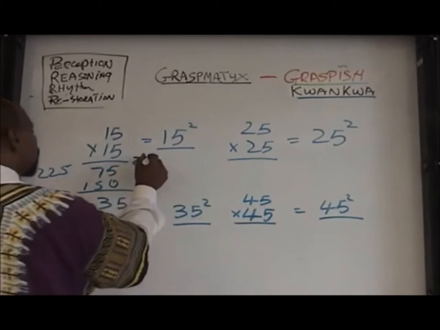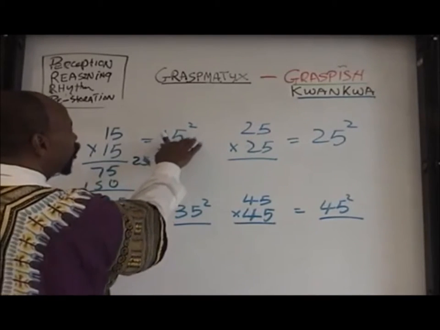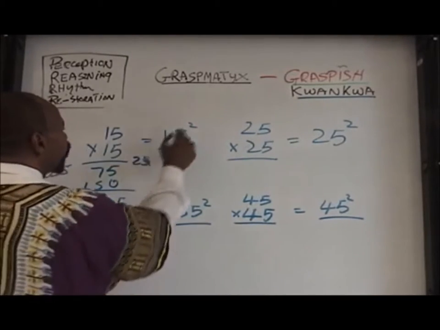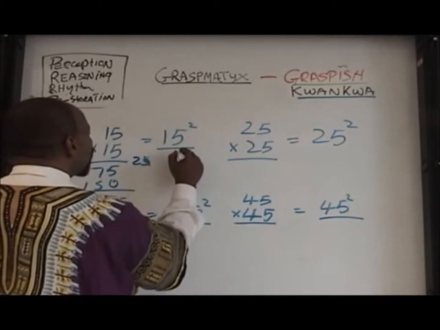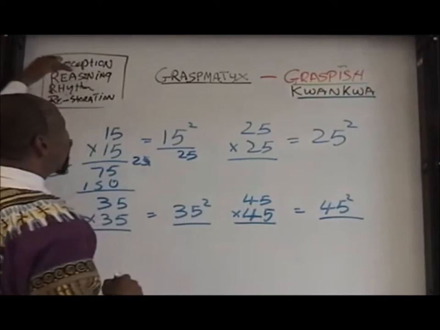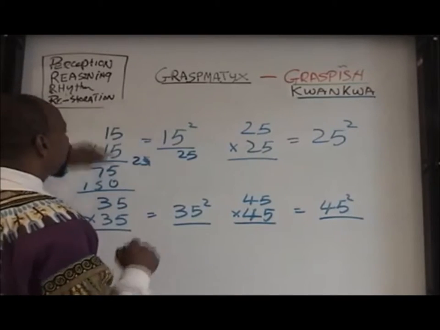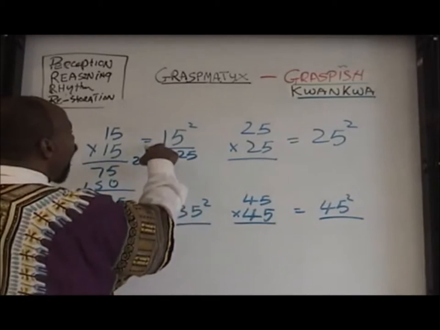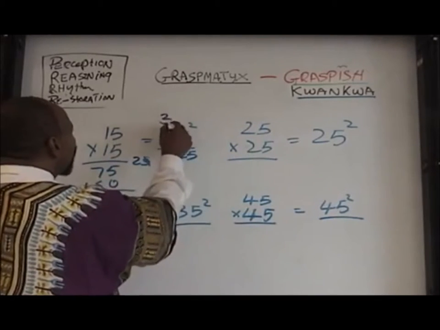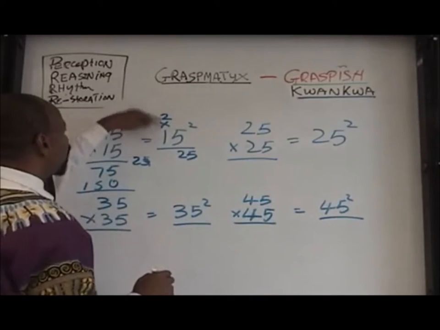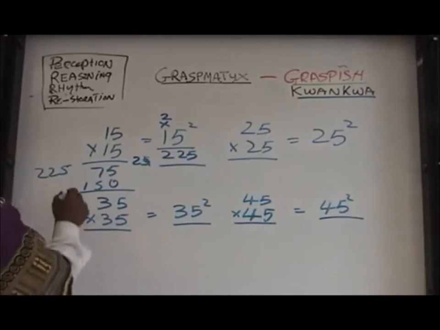But in Graspmatyx, this is the way I teach it. You take the 15 times 15, and you square it to 15 to the second power. 15 squared is that. Then you say, square root of 5. 5 fives are 25. Then you use the Graspmatyx principle, the principle of rhythm. Rhythm is calculus motion, one up or one down. I ask the question, what would be the next larger number to 1, and that would be 2. I put a multiplication sign in between them, and I multiply these two numbers. 2 ones are 2.